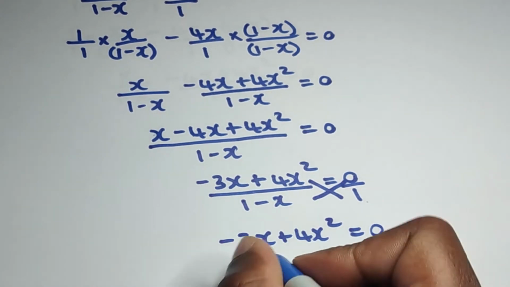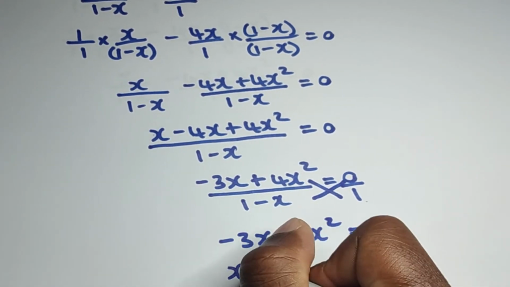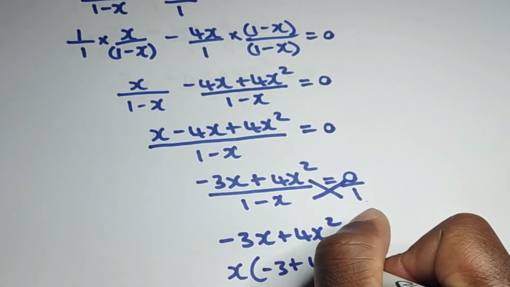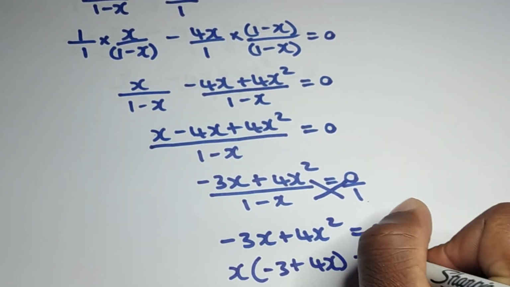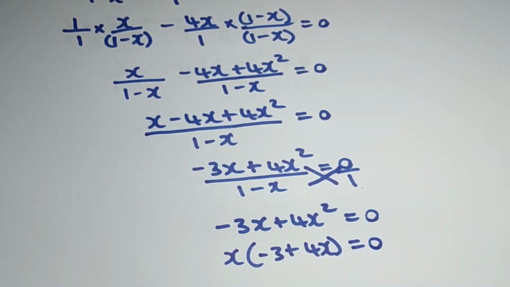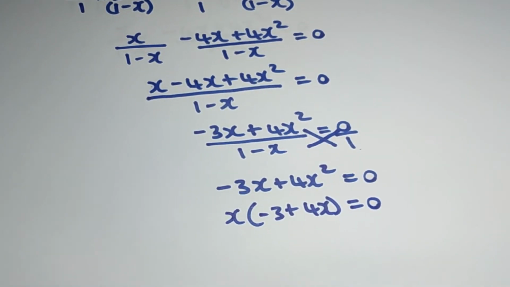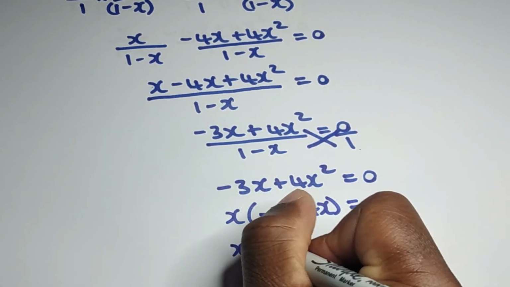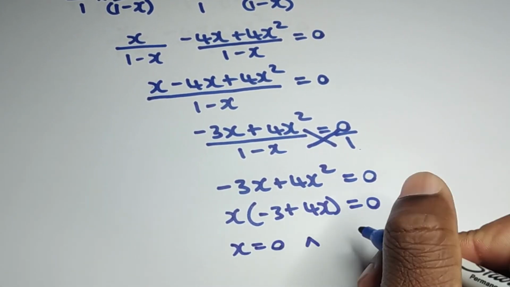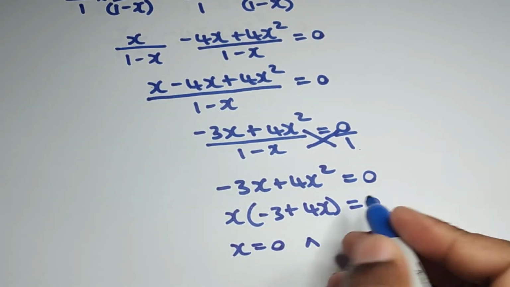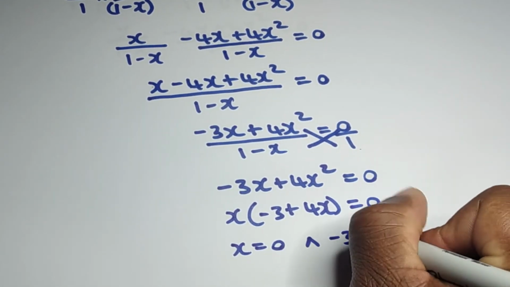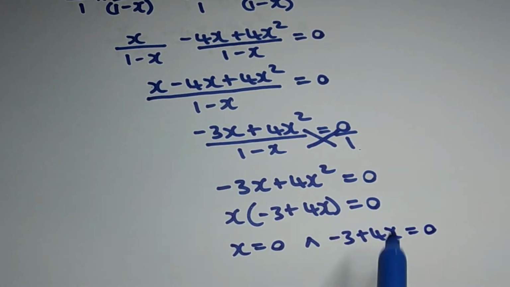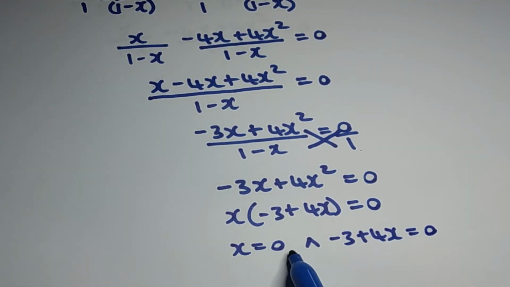And that would have been x. So I can factor out x here and I'll be left with negative 3 plus 4x is equal to 0. Alright, now what I can do next is to equate the outside term to 0. So x is equal to 0. And I can also equate the bracket to 0. So negative 3 plus 4x is also equal to 0. Alright, so one of the values of x would have been 0.